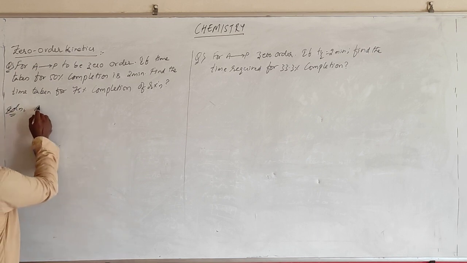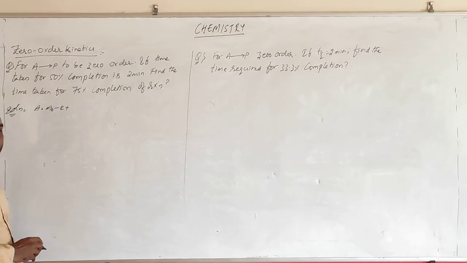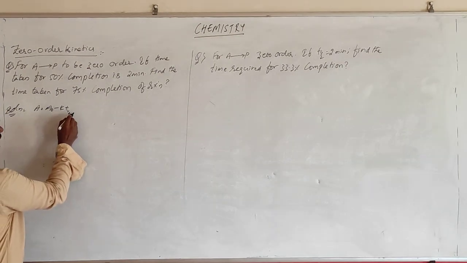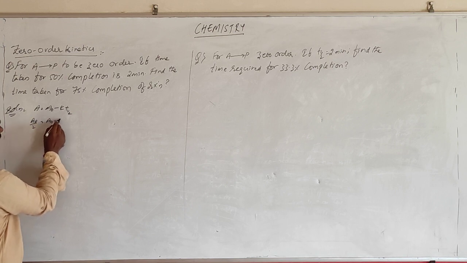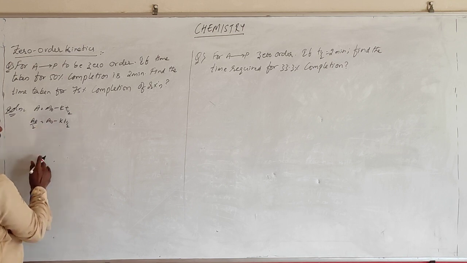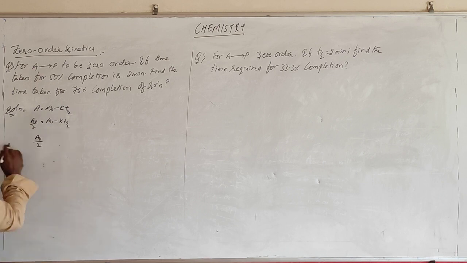We know the general equation is A is equal to A naught minus Kt. If I take t half, then A should be A naught by 2. So A naught by 2 is equal to A naught minus K t half. You will be getting A naught by 2 equal to K t half, moving the terms.